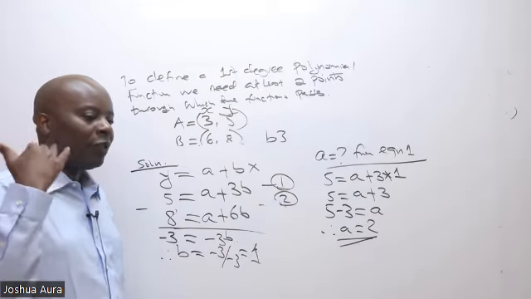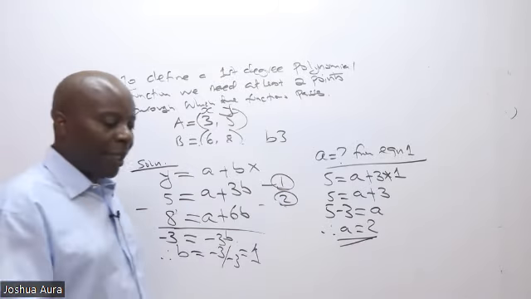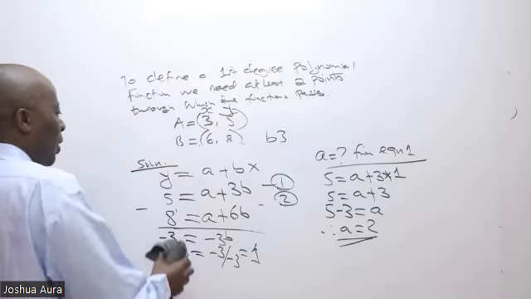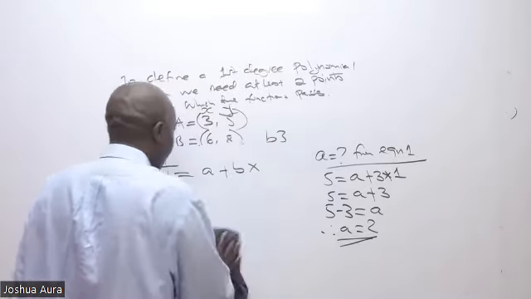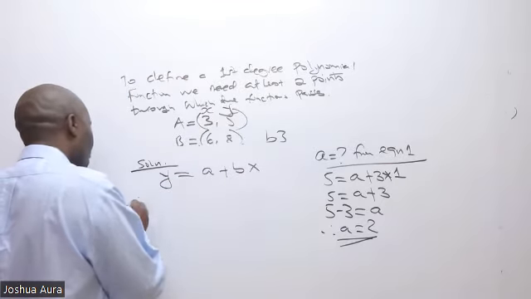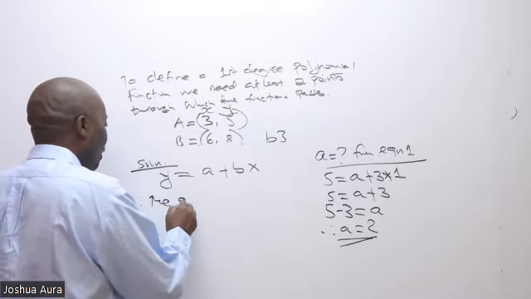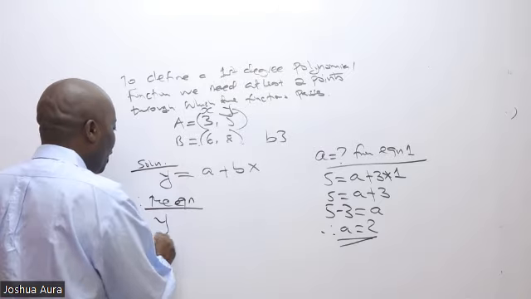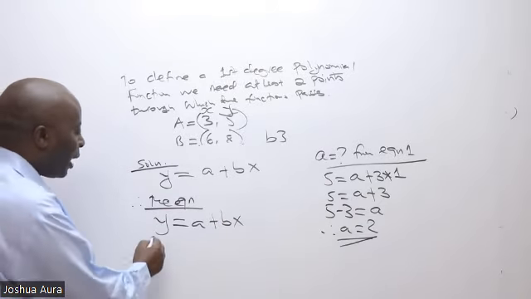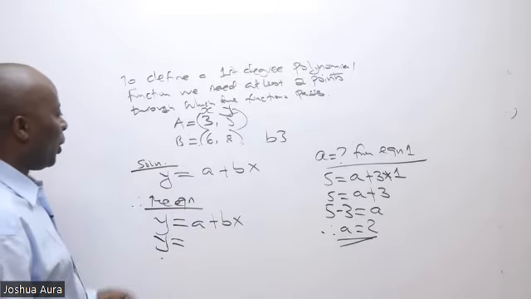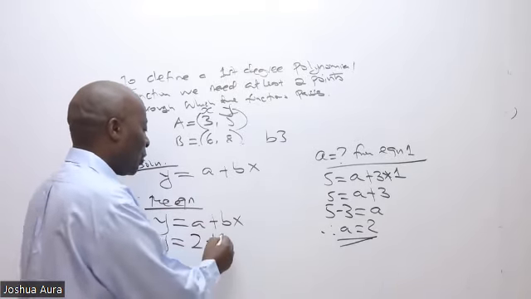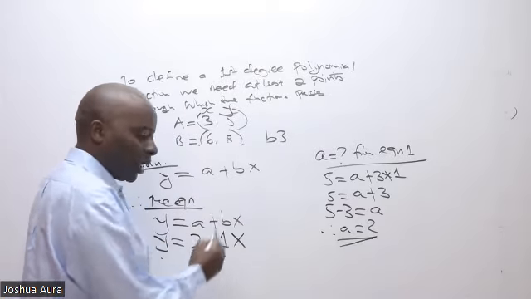Once I have the value of a and b, I can go ahead and write the equation. Therefore the equation here is y equals a plus bx. And therefore my y will be equal to a, which I now know is 2, plus b, which is 1, times x, like that, 1x.